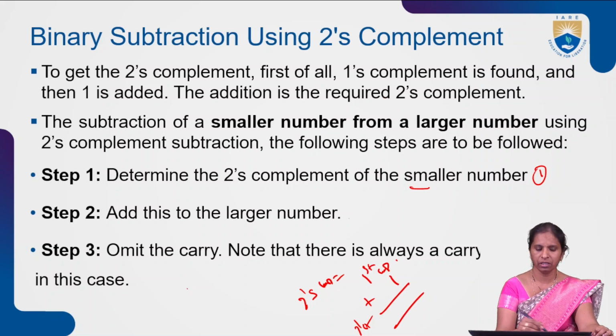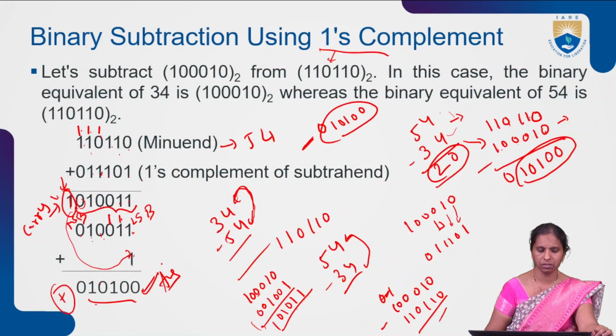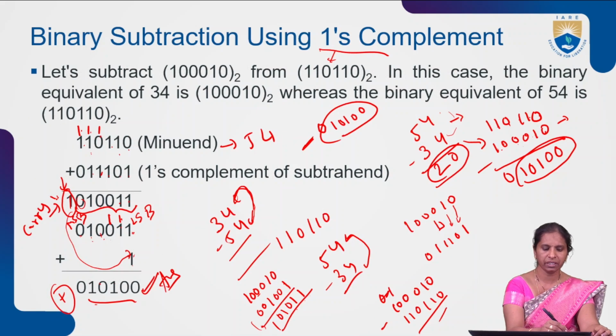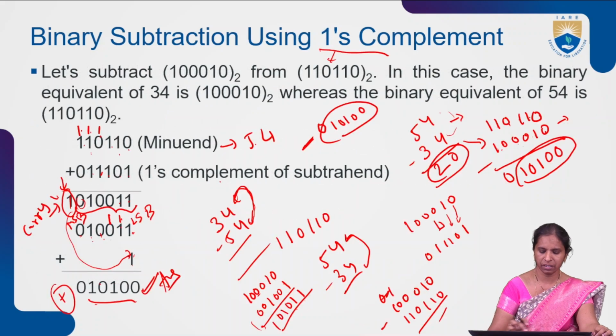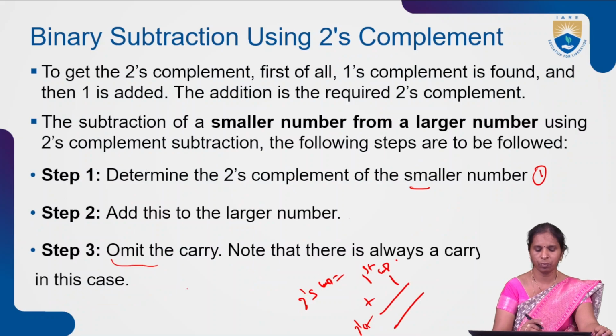You get the carry in the result. Previously, you also got the carry in the result. When you are subtracting smaller number from the bigger number, you are getting the carry here. So then what you have to do here? In the case of 1's complement, you are adding this carry to the LSB bit. But in this 2's complement, you have to omit that carry. Don't add that carry there. Just omit the carry there. Only there is a difference between subtraction of smaller number from the larger binary number using the 2's complement.